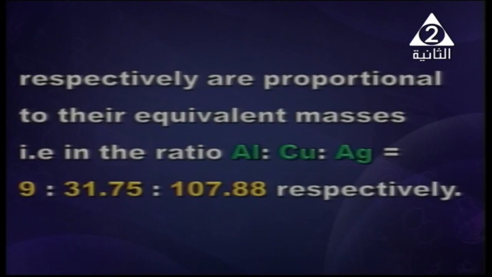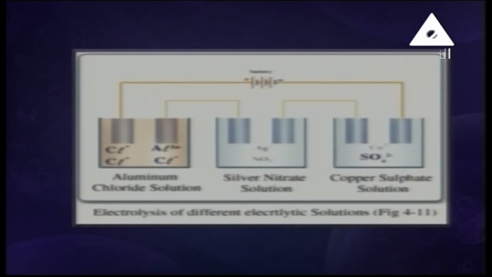This means that the ratio of aluminum to copper to silver equals 9 to 31.75 to 107.88 grams respectively. And this figure illustrates the electrolysis of different electrolytic solutions to verify Faraday's second law: aluminum chloride solution, silver nitrate solution, copper sulfate solution.